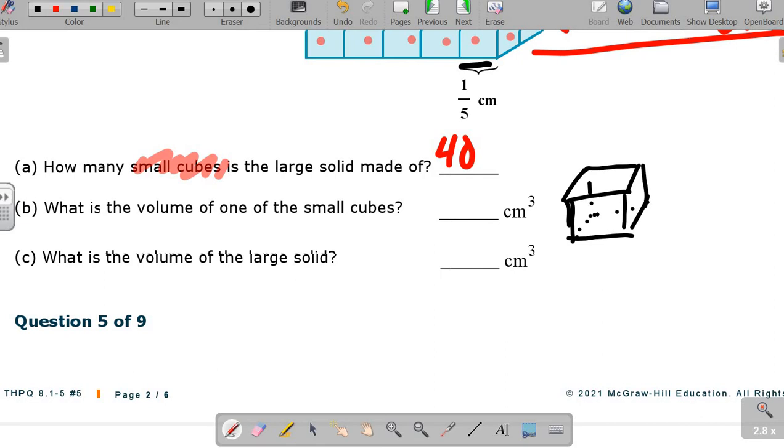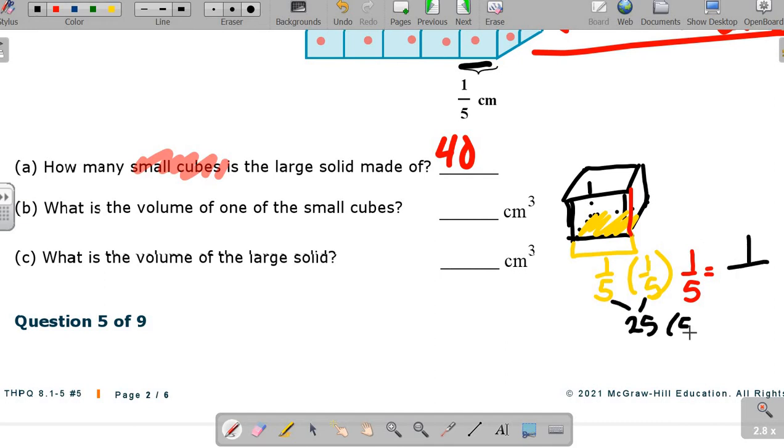And if one edge length is 1/5 here, our base is going to be 1/5 times 1/5. And our height is times 1/5 again. So we get 1 times 1 times 1 is 1. 5 times 5 is 25. Times 5 is 125. So the volume of one small cube is 1/125 centimeters cubed.